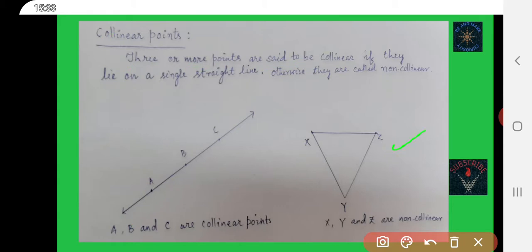Here you see the points X, Z, Y do not lie on a single straight line. So, the points X, Y and Z are not collinear. That means X, Y and Z are non-collinear points. Okay. Next.